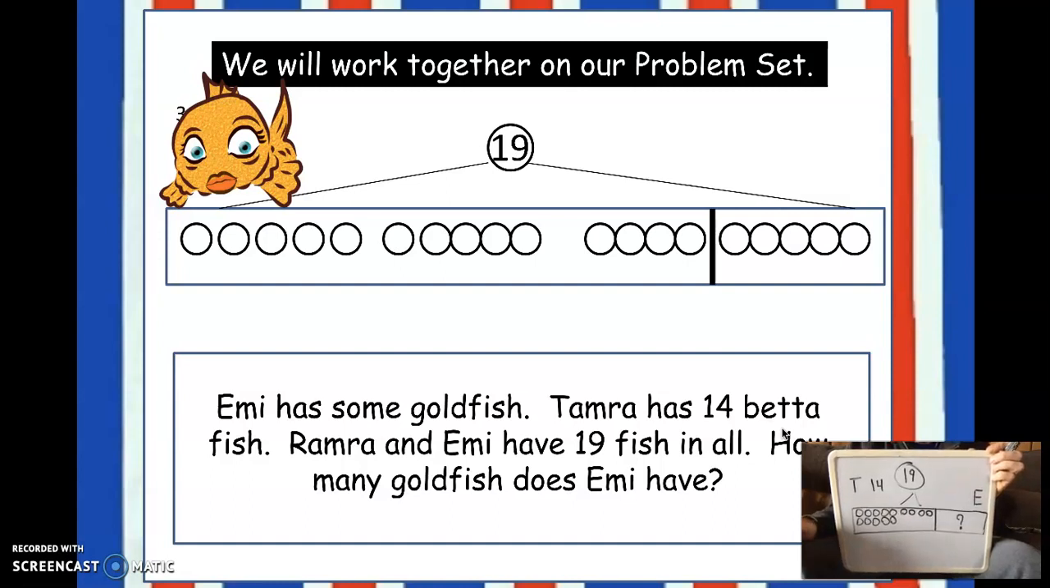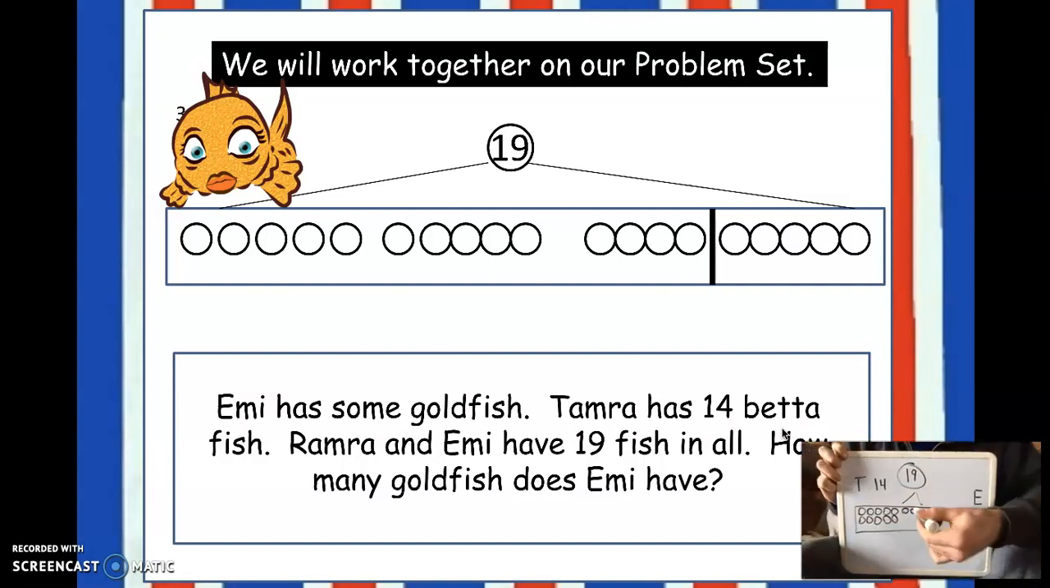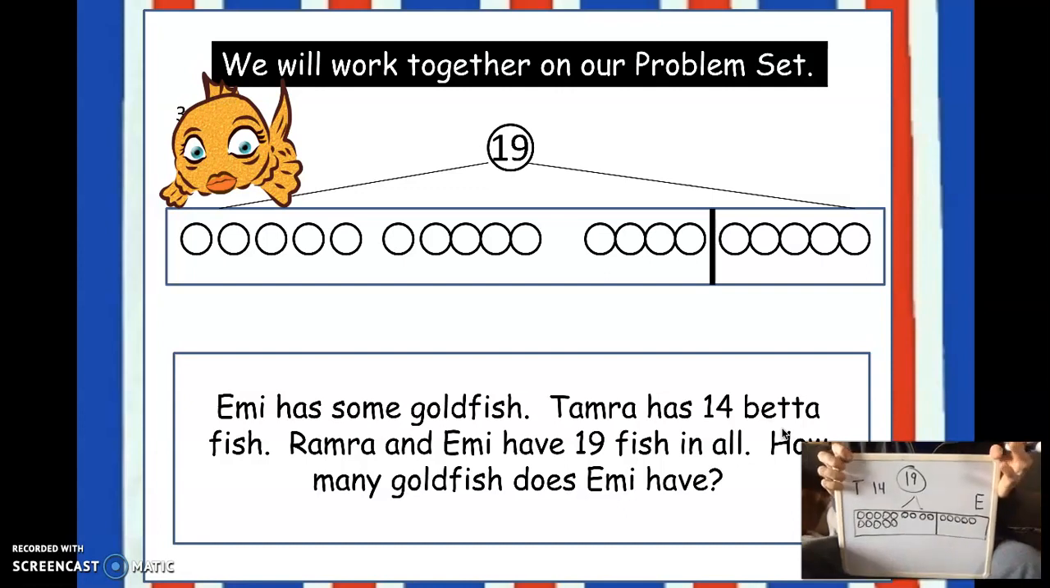All right, I hope you were thinking what I was thinking, what we did during the last problem. We're going to start with our 14, and we're going to add circles over here until we get to 19, okay? So count with me. We're going to have 14, 15, 16, 17, 18, 19. Oh, I stopped there. I said 19. Now I count how many circles I added. 1, 2, 3, 4, 5. Emmy has 5 goldfish. Tamara has 14 beta fish. And when we add them together, they are going to equal 19.